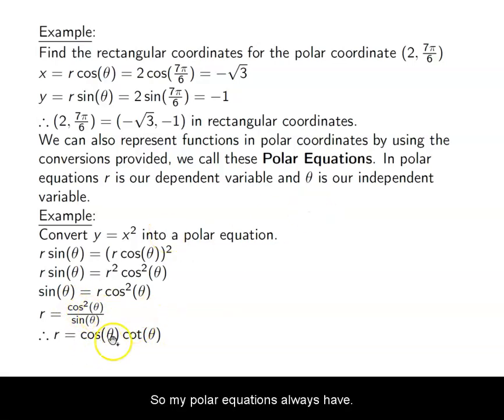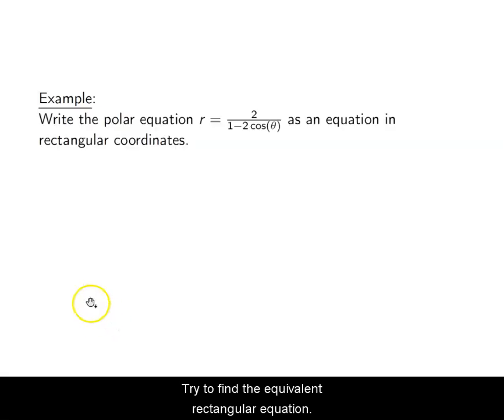So my polar equations will always have trig functions in them. Okay. So let's do one more example. So let's go the opposite direction this time. Let's start in polar and let's try to find the equivalent rectangular equation, right? So if my polar equation is r equals 2 over 1 minus 2 cosine theta, let's find its equivalent in rectangular coordinates.